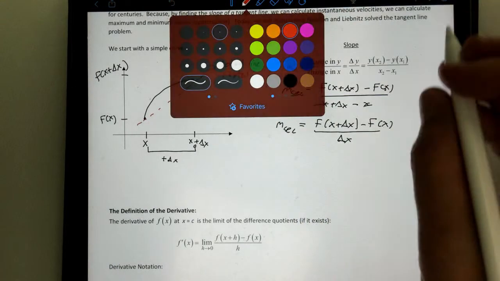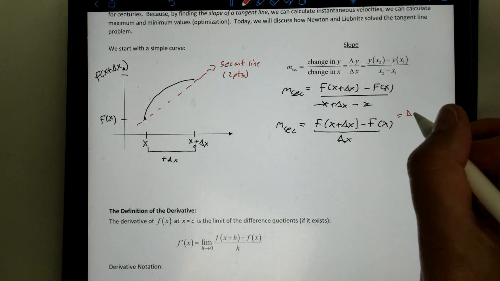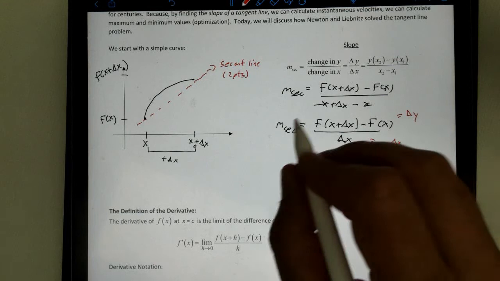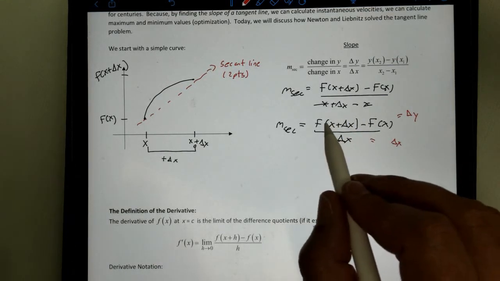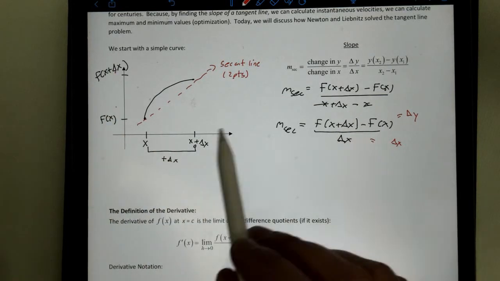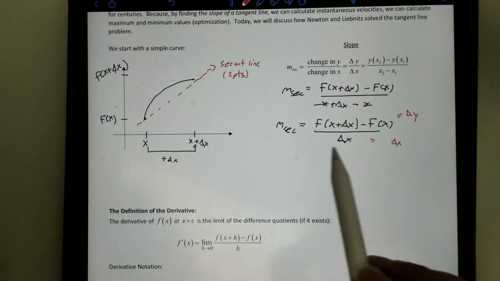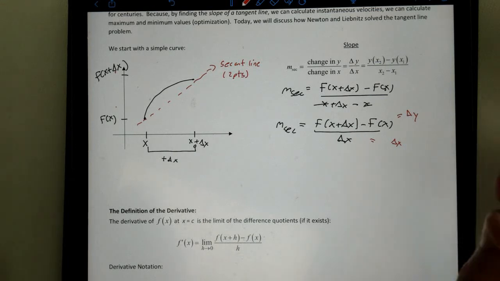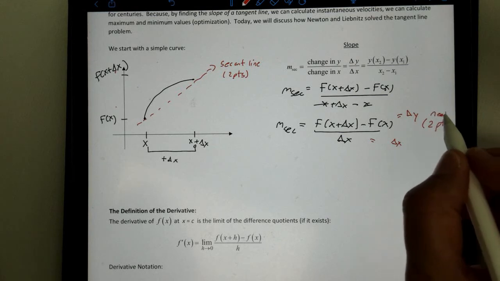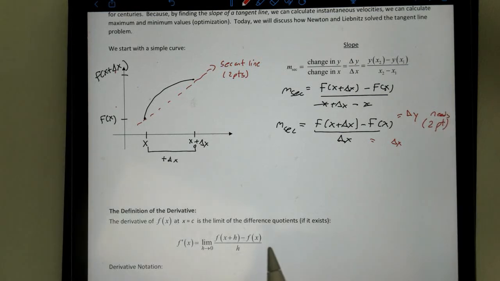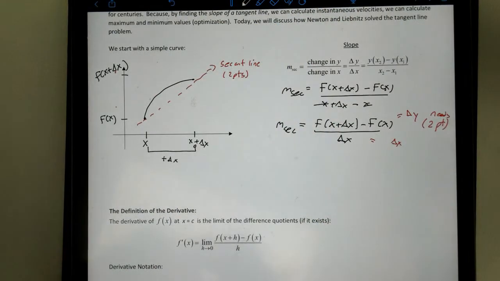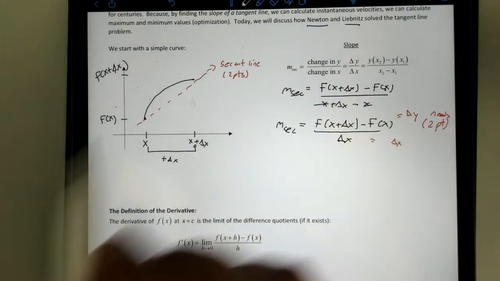And what we have here now, on top, we still have our change in y, and on the bottom, we still have our change in x. But there is a problem. Now this is my slope formula: the change in my y values, y2 minus y1, over my change in my x values, x2 minus x1. We just have a delta x on bottom. Now the problem here is this still needs 2 points. So the question is, how do I get this down to 1 point? And that's where the brilliance of Leibniz and Newton come in. Newton and Leibniz.